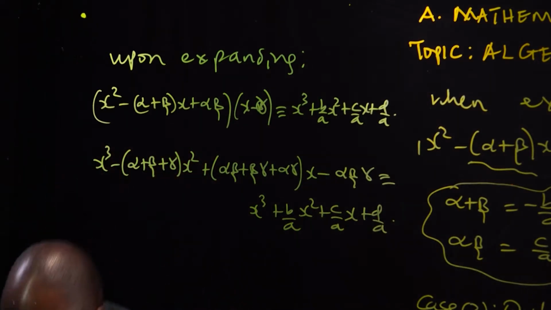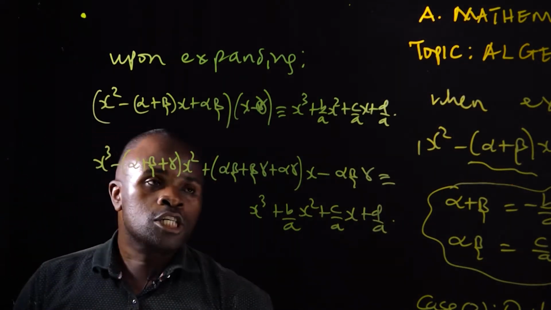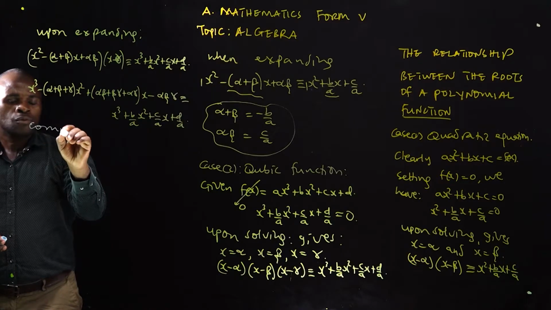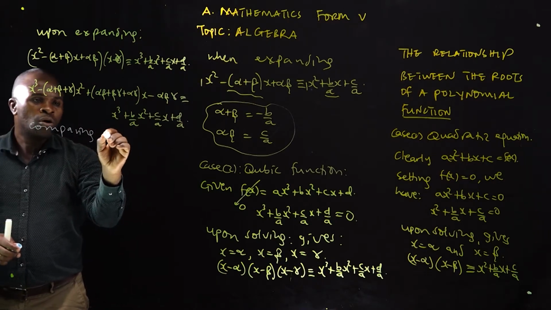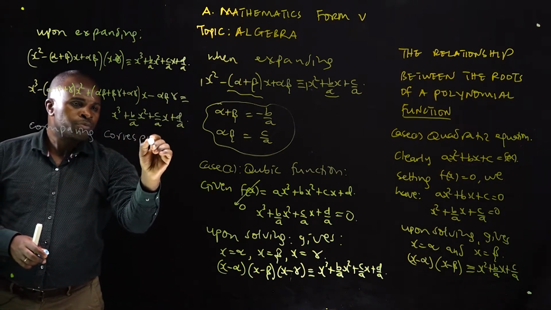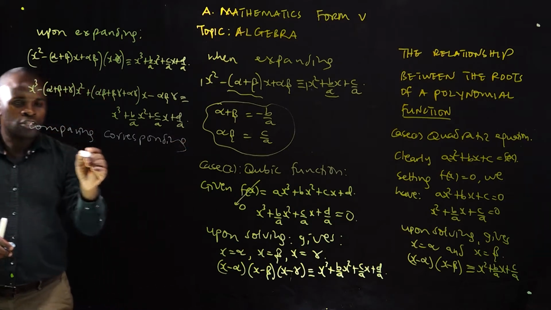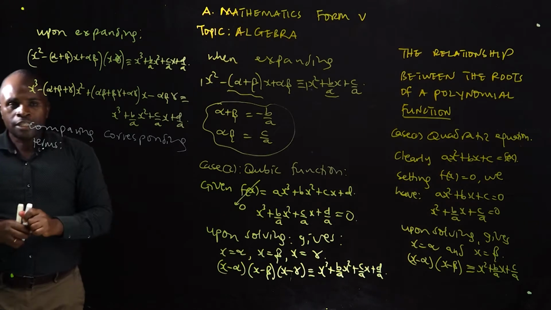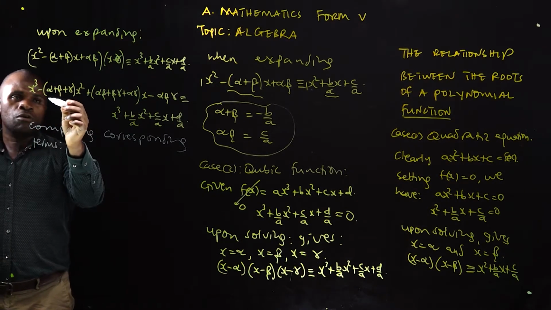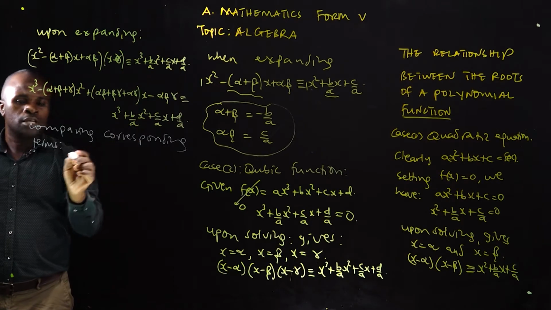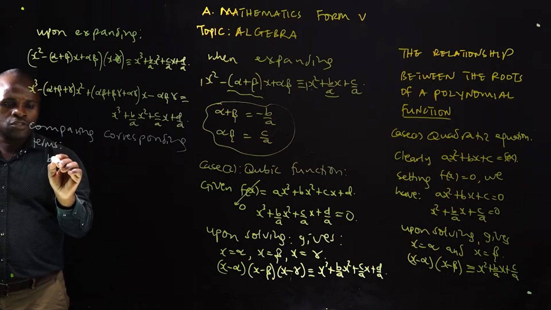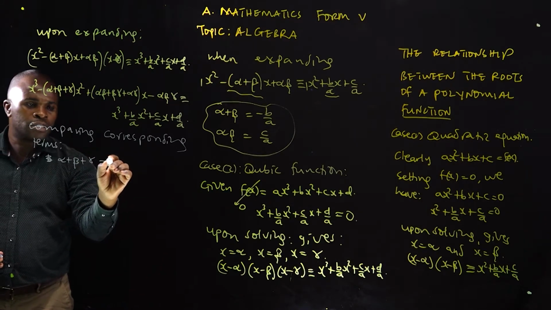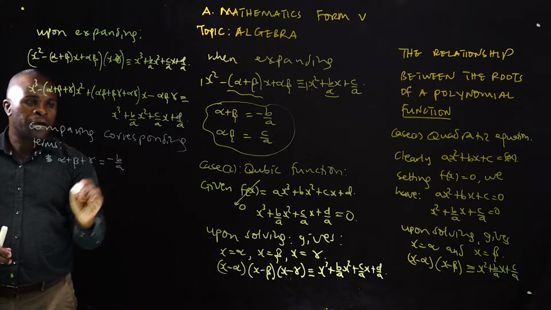So comparing corresponding terms here. When we compare corresponding terms, we will be just taking the coefficient of x squared. This one goes with this. We will be having alpha plus beta plus gamma, and this one is giving negative b over a.